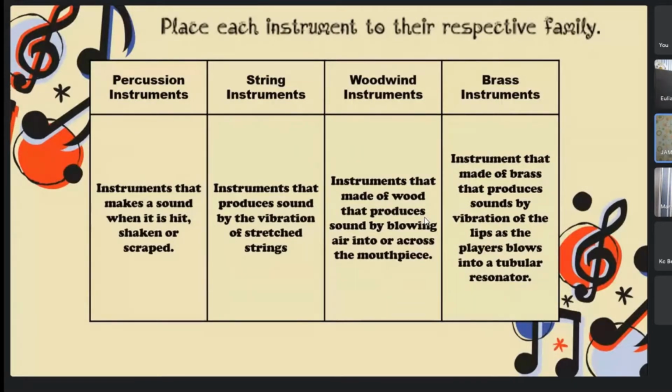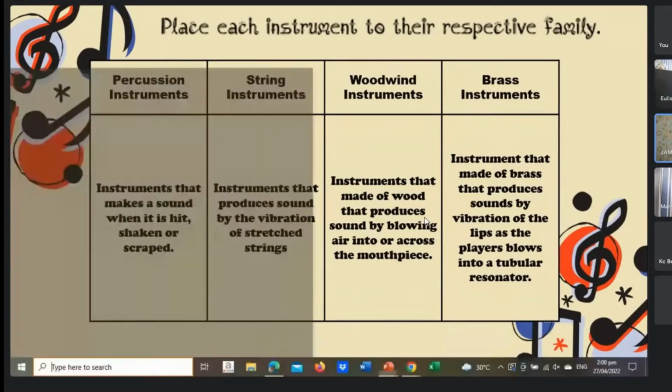Next, you also have the woodwind family. These are instruments made up of wood that produce sounds by blowing air into or across the mouthpiece. Next, you also have the brass instruments. These are made up of brass or metal and produce sounds by the vibration of the lips as the player blows into a tubular resonator. You only have 2 minutes to do this activity.